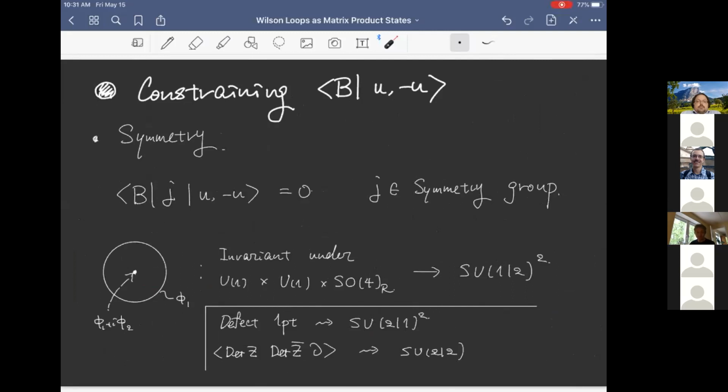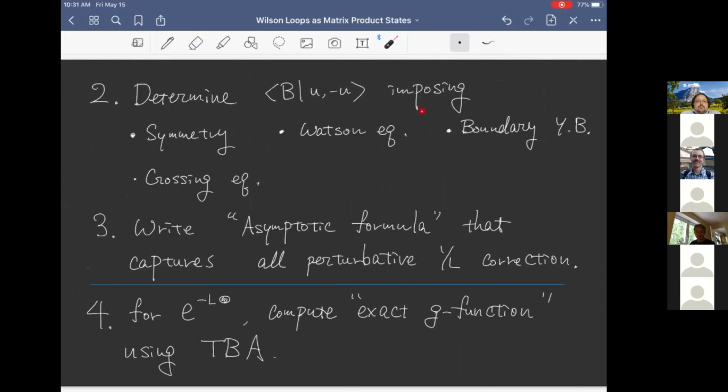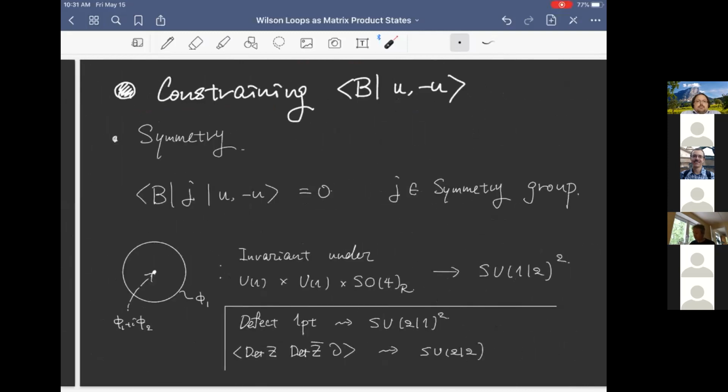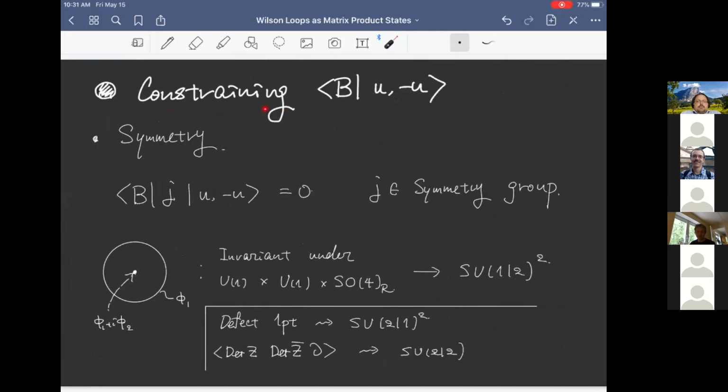So what we need to do is basically step 2, mainly using the consistency conditions to constrain this overlap. And the first constraint is the symmetry. Basically, the symmetry means that you pick some generator in the symmetry group and insert it, and it should give 0. So this is just a standard Ward identity. But in order to do that, we just need to identify what the symmetry group is. In this case, it's very simple.